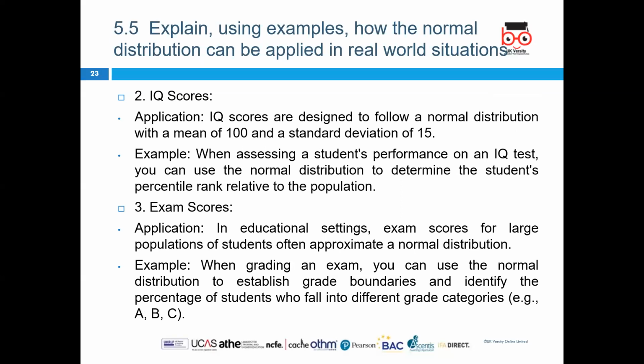Then, like we also discussed earlier, the IQ scores, for example, with a mean of 100 and a standard deviation of 50. When you're assessing a student's performance on an IQ score, you can use the normal distribution to determine the student's percentile rank. Then again, exam scores. You can use the normal distribution to grade the students. For example, you can give the grades A, B, or C based on the normal distribution.